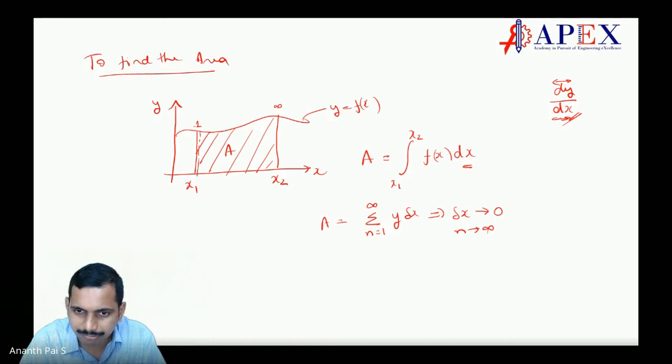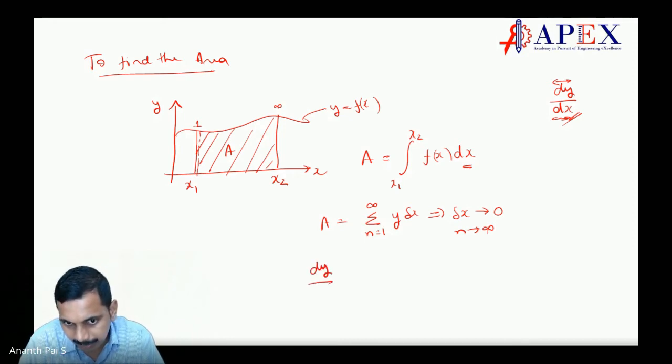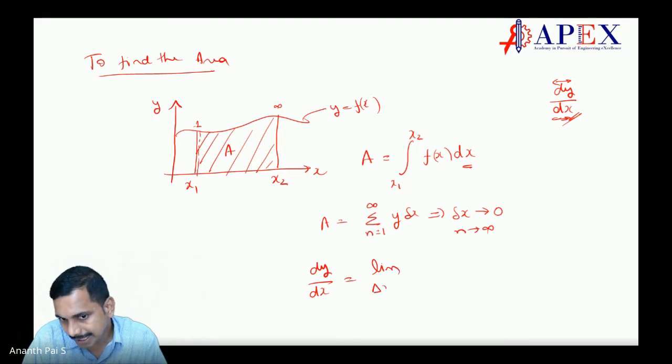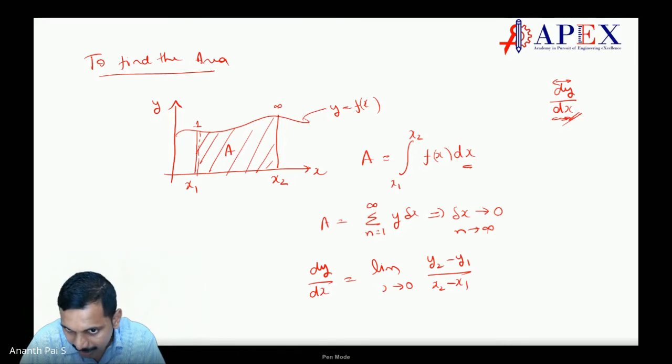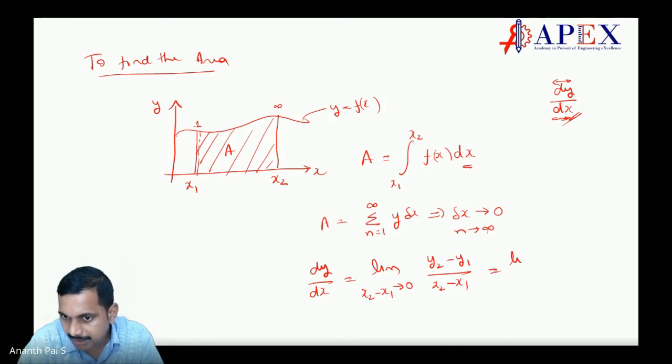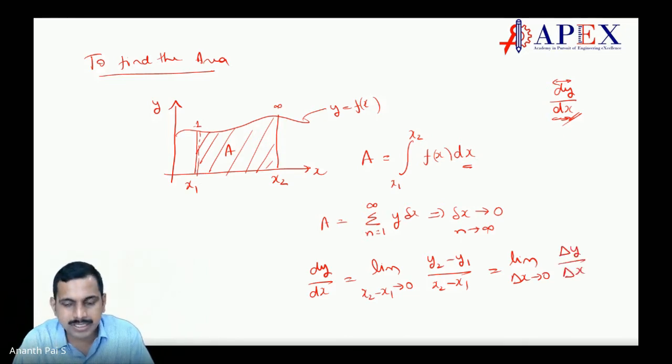What about differentiation? When you consider dy by dx, what does that mean? It means limit delta x tending to 0 of (y2 minus y1) divided by (x2 minus x1), or here I can say x2 minus x1 tending to 0. This can also be written as limit delta x tending to 0 of delta y by delta x.